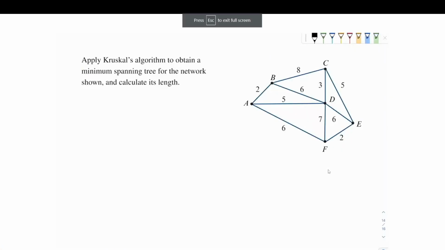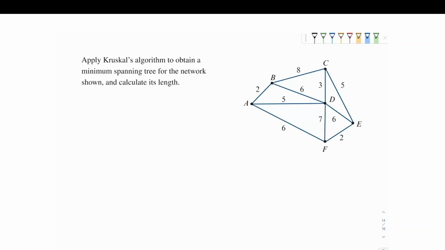Apply Kruskal's algorithm to obtain a minimum spanning tree for the network shown and calculate its length. So what we do firstly is we start off by choosing the edge with the least weight. And if there is more than one, it doesn't matter which one you choose.